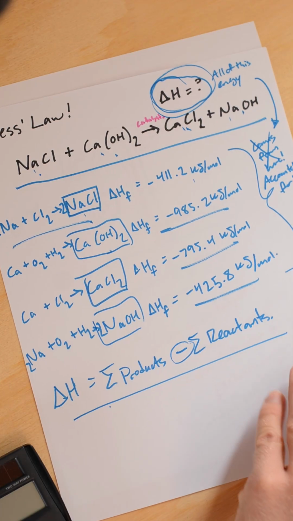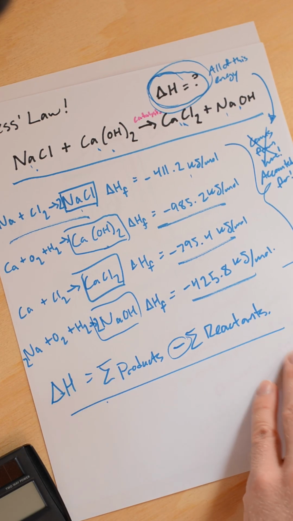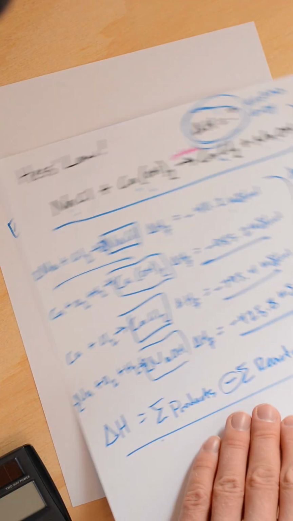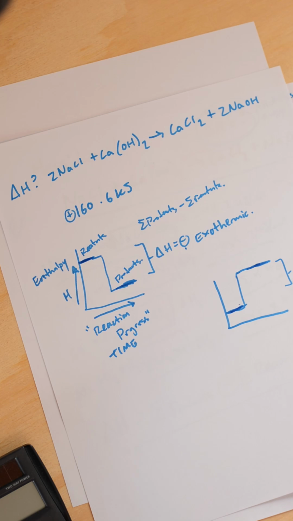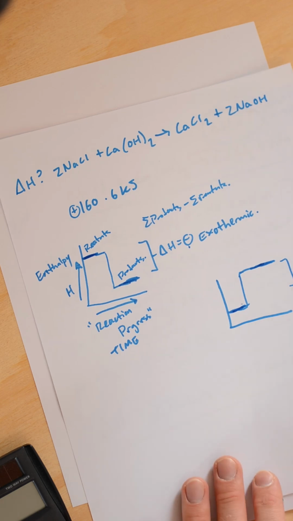So this concludes our video on Hess's Law, and of course a little bit on reaction progress, endothermic and exothermic reaction diagrams, and what the presence of a catalyst does during that reaction.